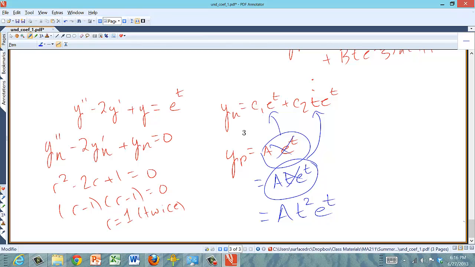So if you multiply by t and you still get a solution to the associated homogeneous equation, well, then just multiply by t again and keep going until you don't have a solution to the associated homogeneous equation. And that's it.